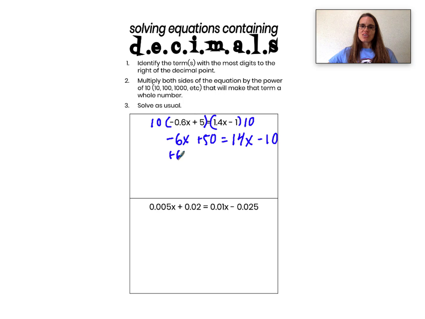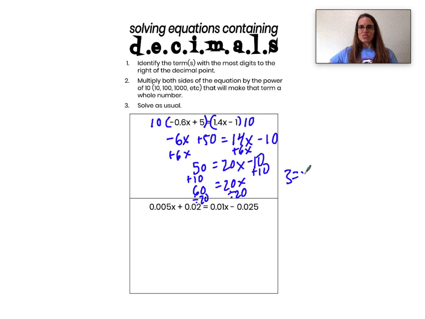Now I'm going to solve like usual. First, moving the variable term. And then using inverse operations. Running out of space. All right, there's my solution. X equals 3. Please notice that this really is exactly the same as clearing fractions.